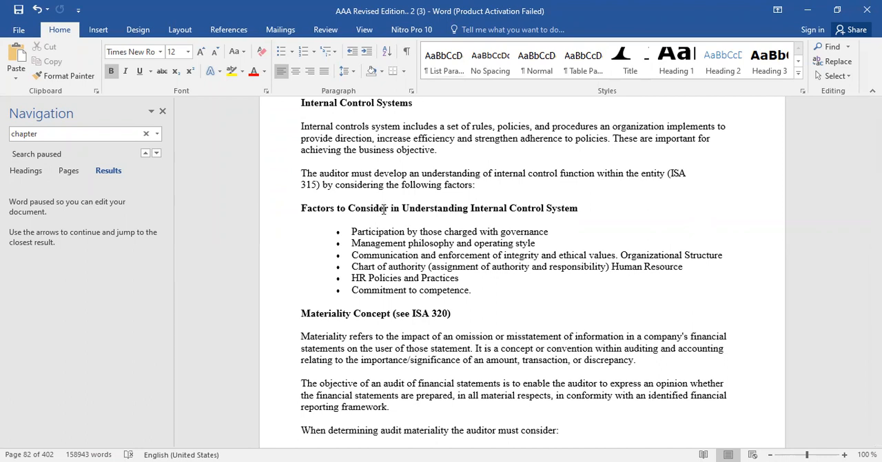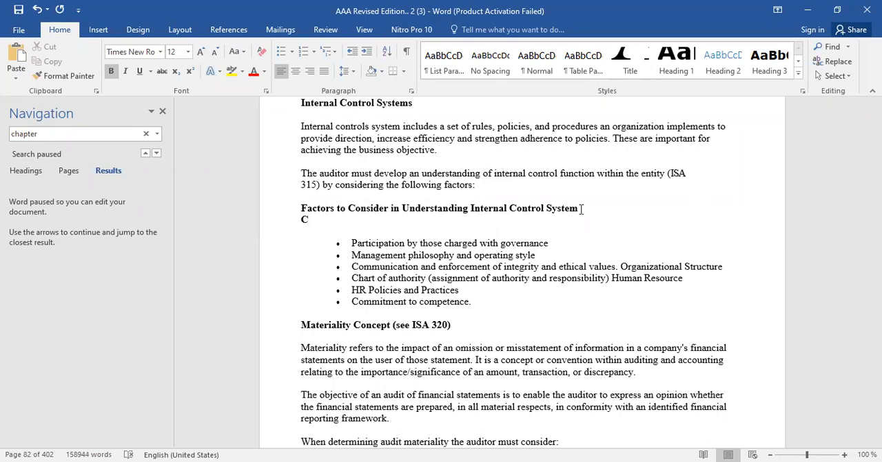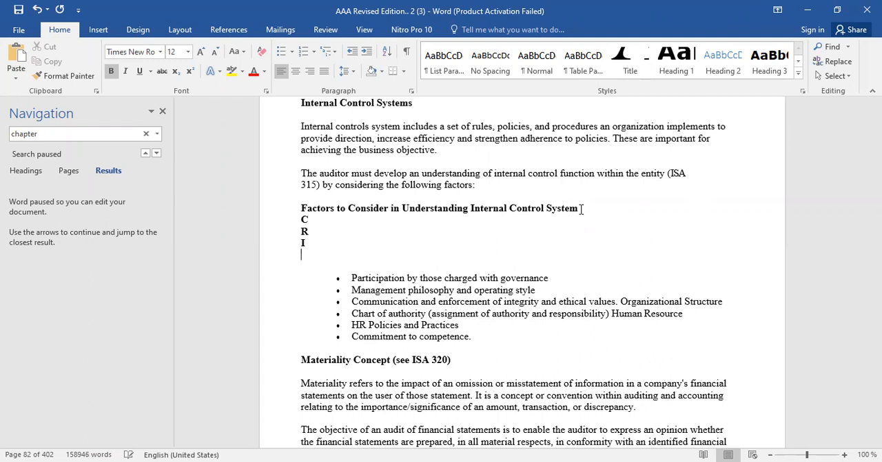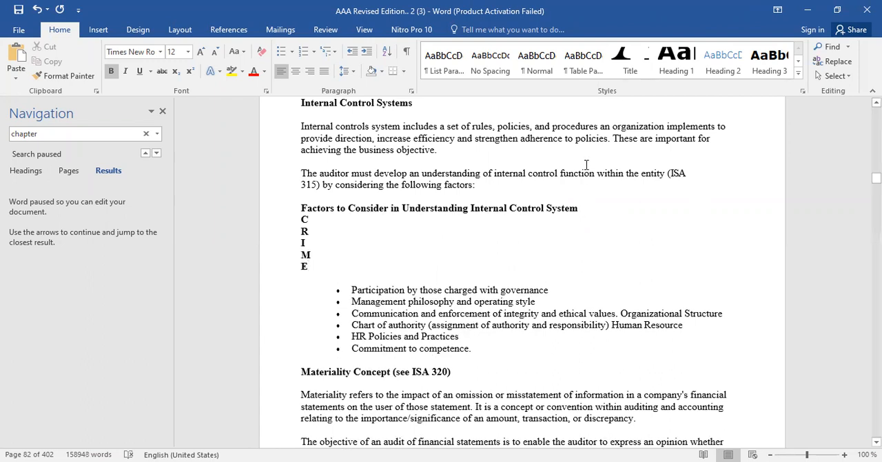Components of internal control systems, or sometimes they use the word elements of internal control system. Who can tell me those ones? Components of internal control system, use the word crime. Let me just put it here, crime. So we'll have C there, then we have R, then we have I, then we have M, then we have E. So we start with E, these are components of internal control systems. E is control environment.